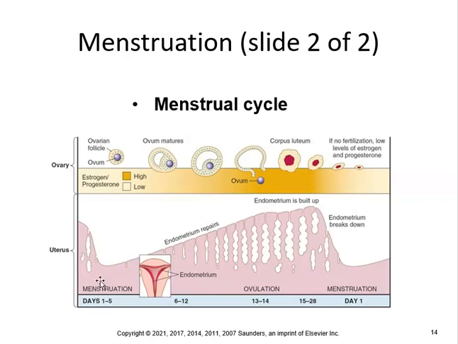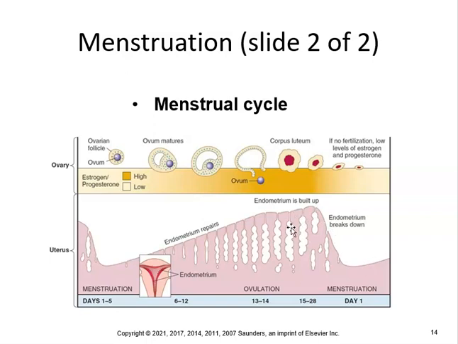So again, days 1 through 5, you have menstruation. 6 through 12, the endometrium starts to repair. Ovulation occurs about day 13 or day 14. So if you want to get pregnant, you should probably start practicing around day 10 and day 11. And then after ovulation occurs, your chances of getting pregnant are slim to none.